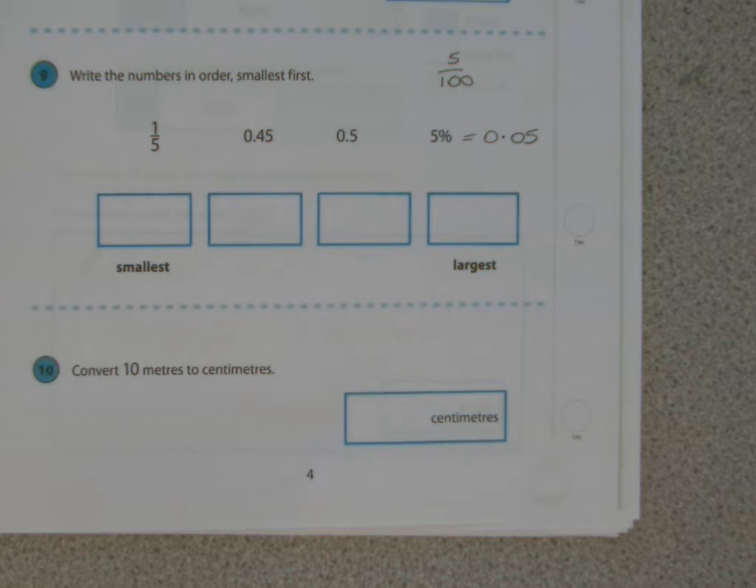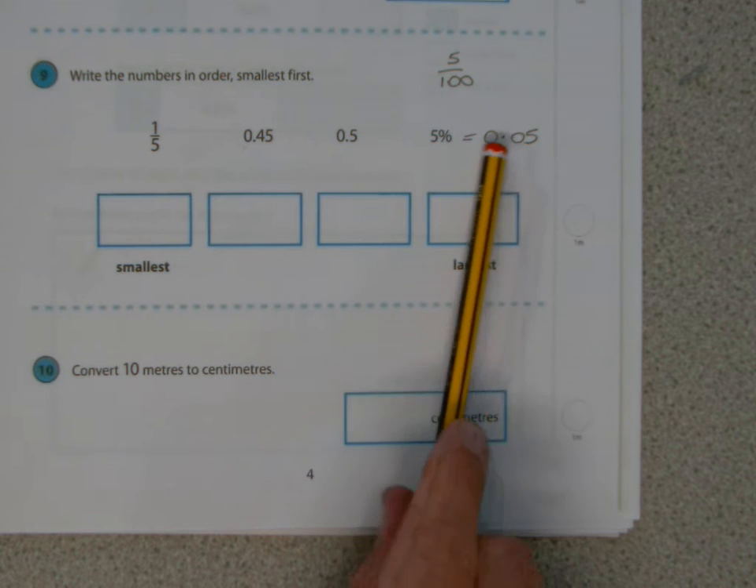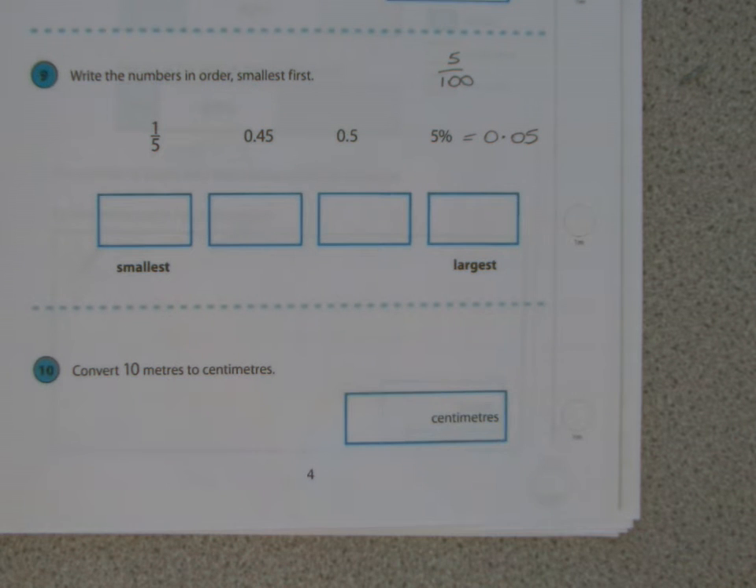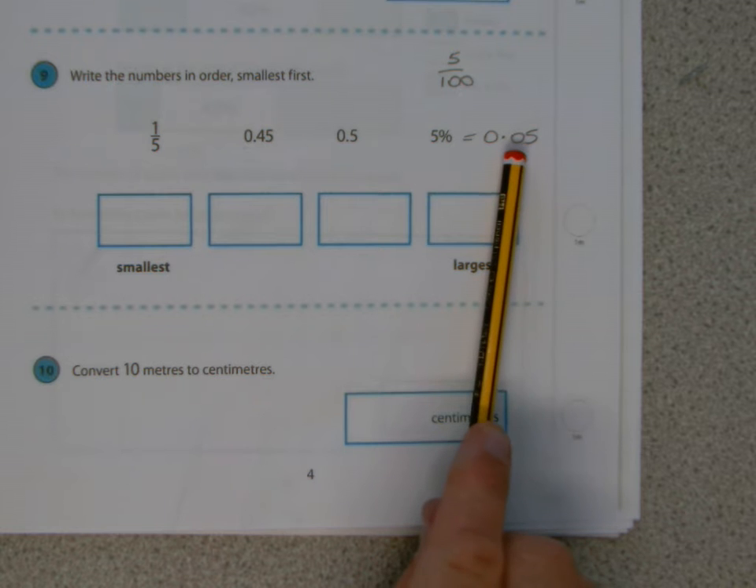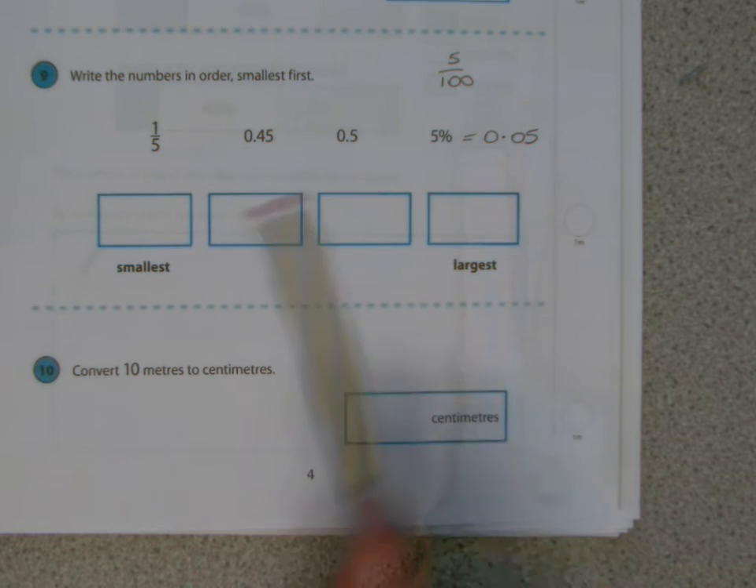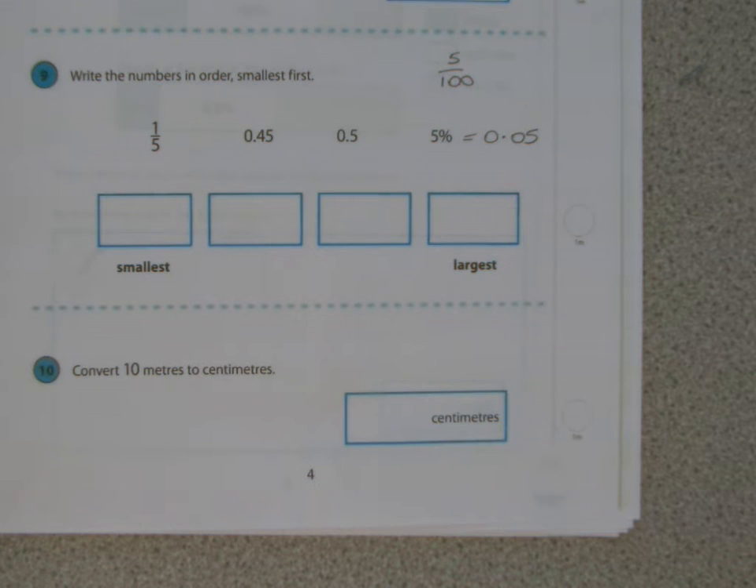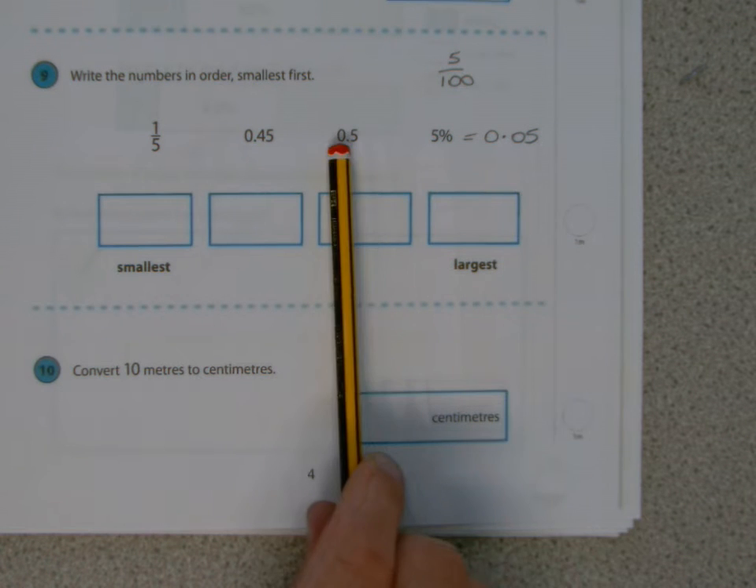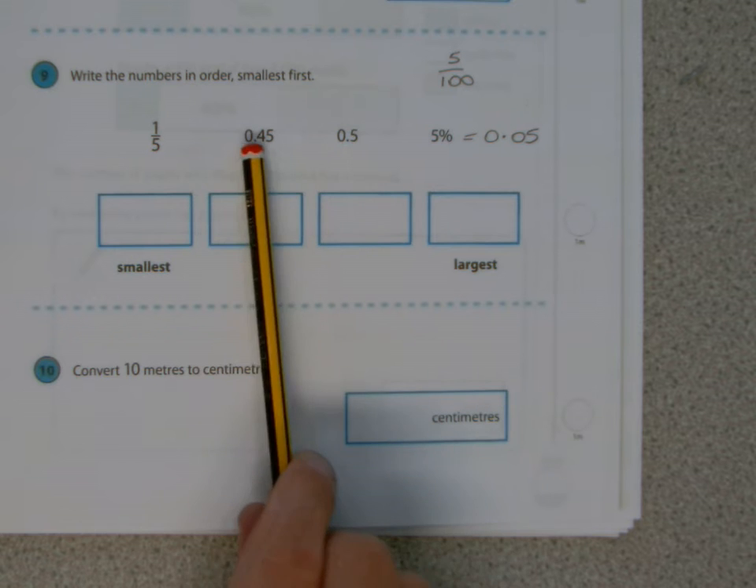Because remember, percent is out of 100, so written as a fraction, 5% would be 5 hundredths, wouldn't it? And 5 hundredths is 0.05, right? It's important to have that 0 there to represent the tenths column, and 5 there for the 5 hundredths. So that's what 5% is. So you can see that's clearly smaller than this, and smaller than this.